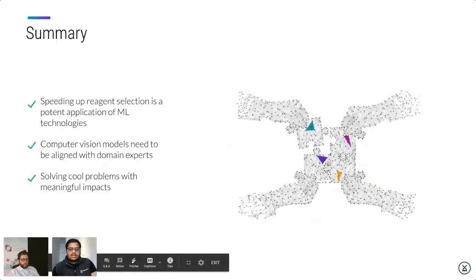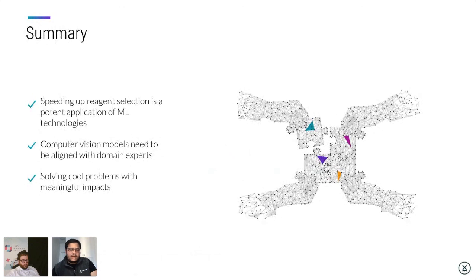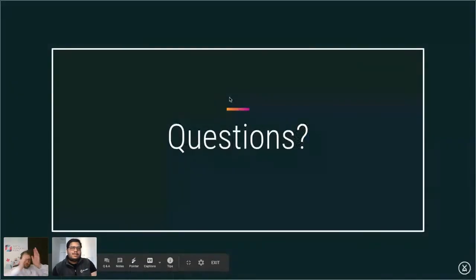So at the end, to summarize, speeding up reagent selection is a potent application of machine learning technologies. It helps us make experiments efficient and reproducible. As part of that pipeline, computer vision models need to be aligned with domain experts, in this case scientists, in terms of which entities, classes, and features should be selected. And working closely with domain experts, as you can see here, helps us solve some cool problems with very meaningful impacts. Thank you. You guys have questions?